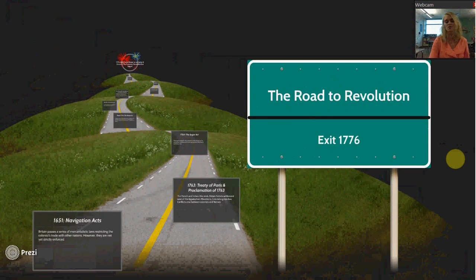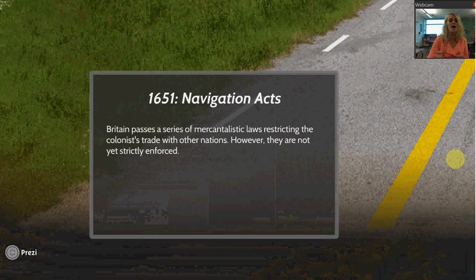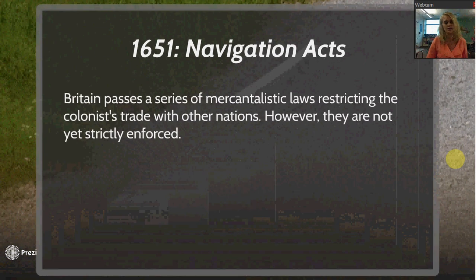So it starts actually way back when the colonies were baby colonies, back in 1651, and Britain passes the Navigation Acts. We talked about these a little bit already. These are those laws. They're mercantilistic laws, which means that they're all about supporting Great Britain, right? And basically what these laws do is restrict the colonists' ability to trade with other nations, saying they can only trade with Great Britain. Now, as you can imagine, that might make some colonists pretty angry.